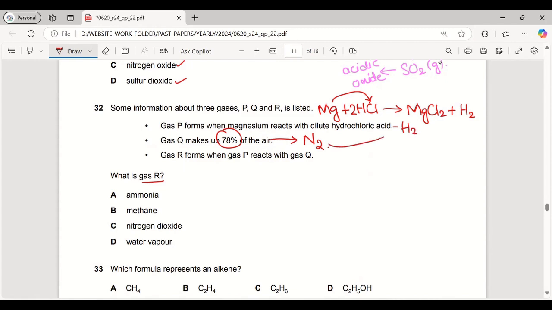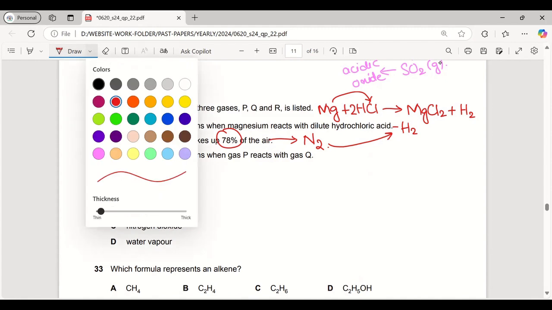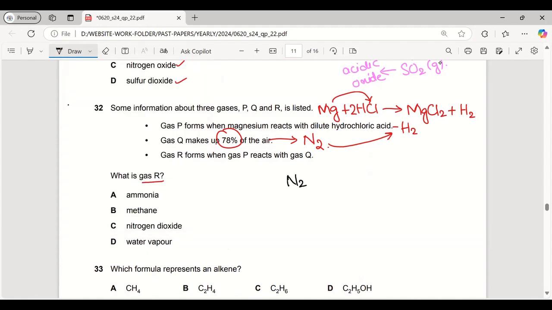And when nitrogen and hydrogen combine, nitrogen plus hydrogen, it will give ammonia, NH3, in a 1 to 3 ratio, and that's a reversible reaction. The manufacture of ammonia is through the Haber process. So the answer is A.